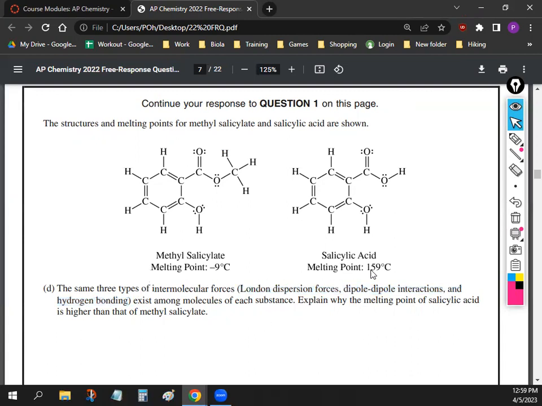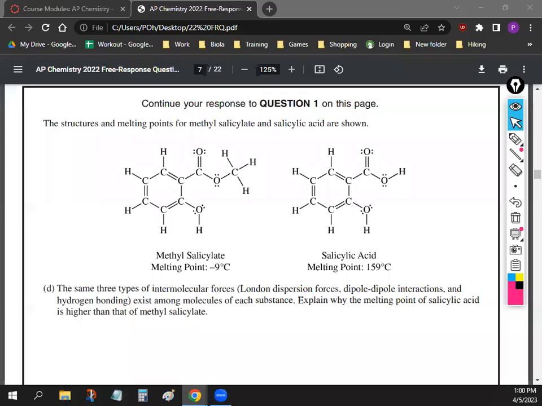And if you notice, the melting points are drastically different. So in this question, you're trying to figure out why the melting point of salicylic acid is so much higher than this one right here. You've got to refer to the intermolecular forces. That's what you need to talk about. You'll also have to refer to the structures too. That's a little hint from me. I'll give you about a minute to take a look at it, talk with the person next to you, and then we'll go over why salicylic acid has such a high melting point relative to MS.